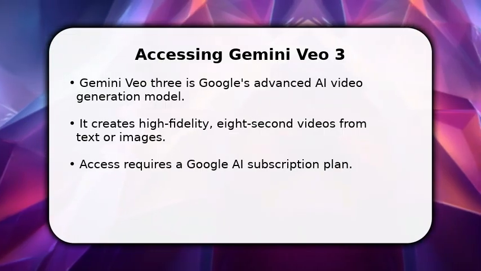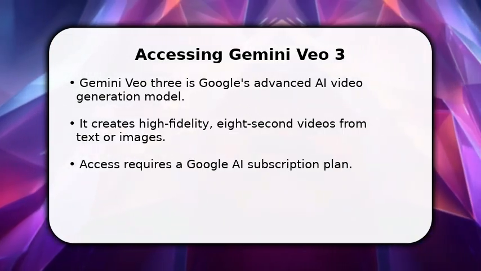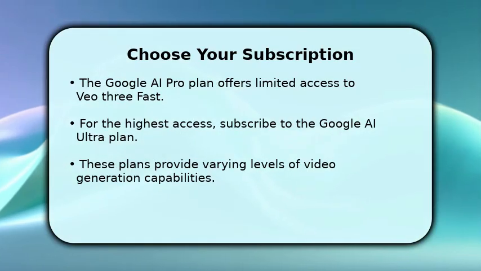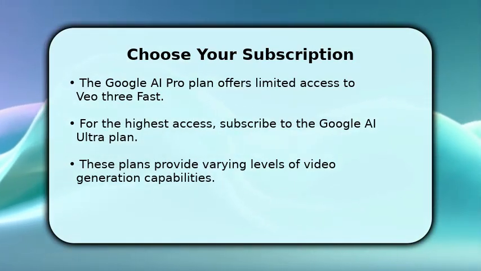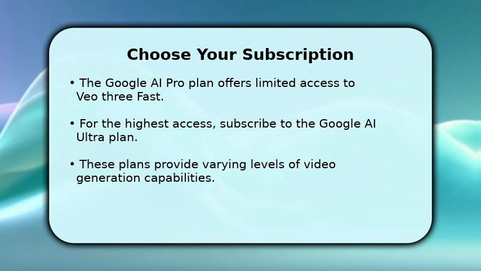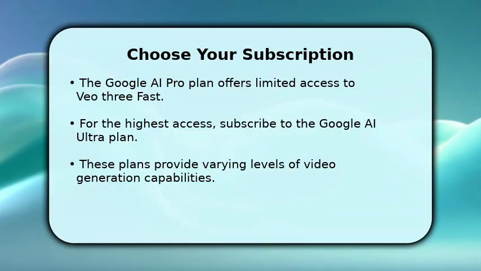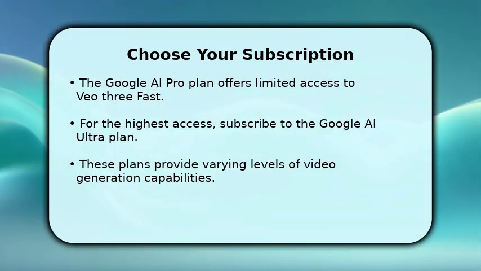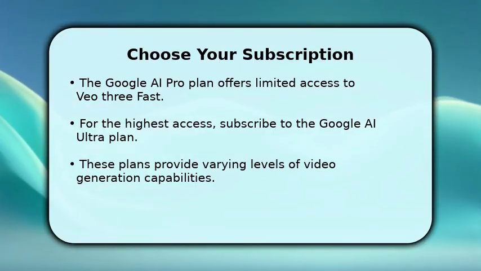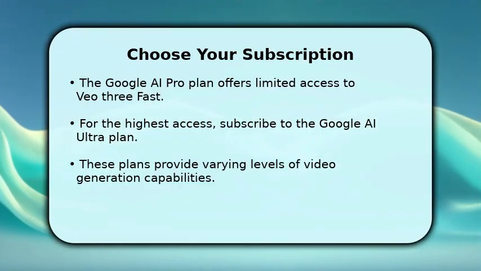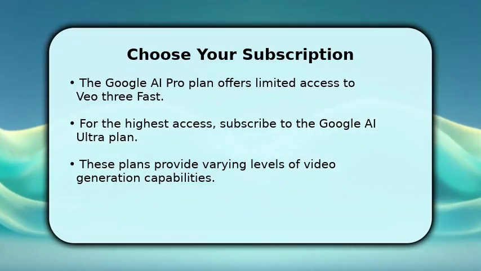To unlock this capability, you will need to subscribe to one of Google's specialized AI plans. Your primary path to Veo 3 is through a Google AI subscription. The Google AI Pro plan grants you limited access to Veo 3 Fast, a quicker version for video creation. However, for the most comprehensive features and highest usage limits, the Google AI Ultra plan is the recommended choice. Each tier provides distinct benefits for your creative projects.